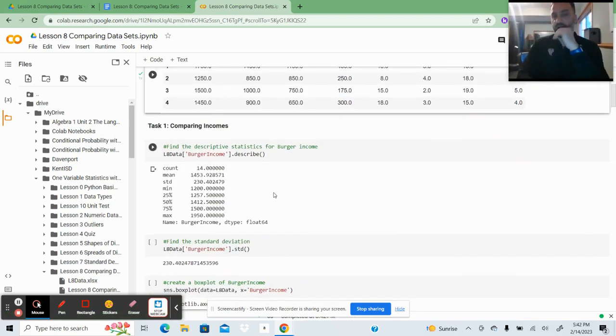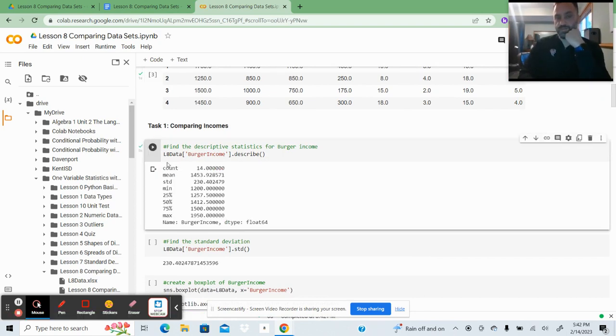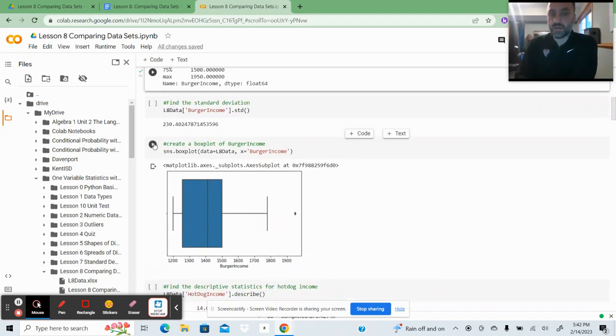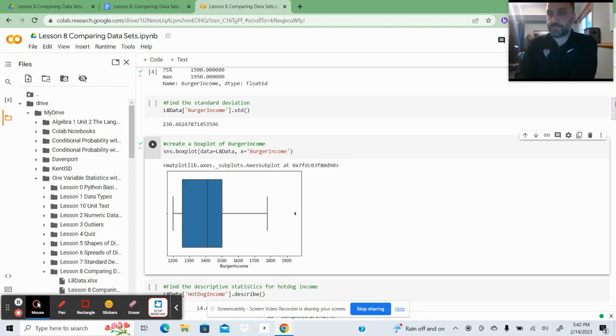So when I'm going to compare the incomes, I'm going to look at the descriptive statistics for the burger income. So the mean income is 1,453, and then we have the standard deviation, which is 230. So we can also look at the standard deviation, which is already on there, even though we explicitly asked for it. And then we can also create a box plot of that data.